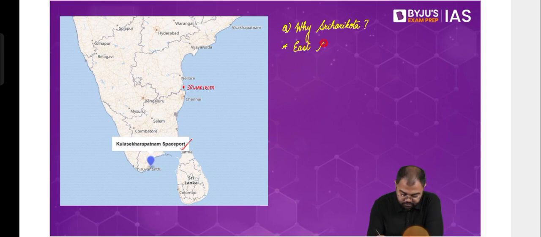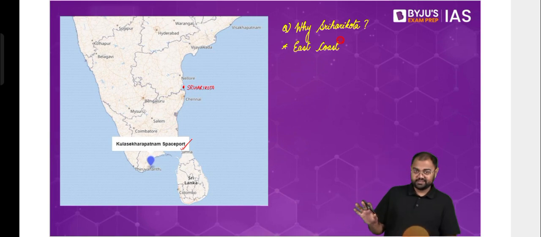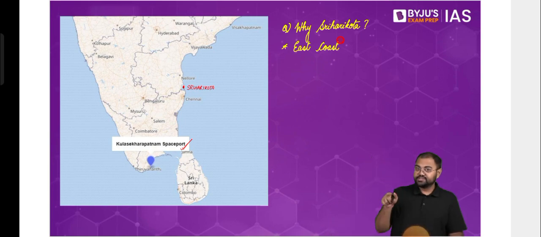So what you will find is most of the launch sites across the world, not only for India, across the world, most of the launch sites are either on the eastern coast or are located on islands, either islands or east coast. Why east coast? Why do we use it in the east coast? East coast mainly because the launches that we do always are done eastward. The launches are always done eastward.